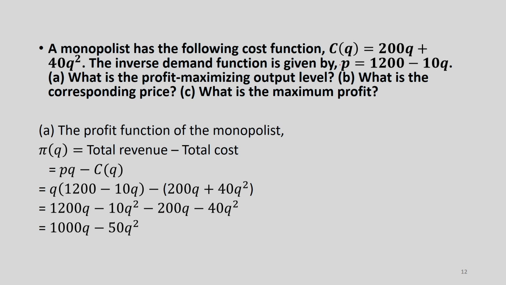Okay. Now, we come to a different topic, which is, suppose you have a monopoly market, then what happens to profit maximization? A monopolist has the following cost function: C(Q) is equal to 200Q plus 40Q square. The inverse demand function is given, P is equal to 1200 minus 10Q. First question, what is the profit maximizing output level? Second question, what is the corresponding price? And third, what is the maximum profit?